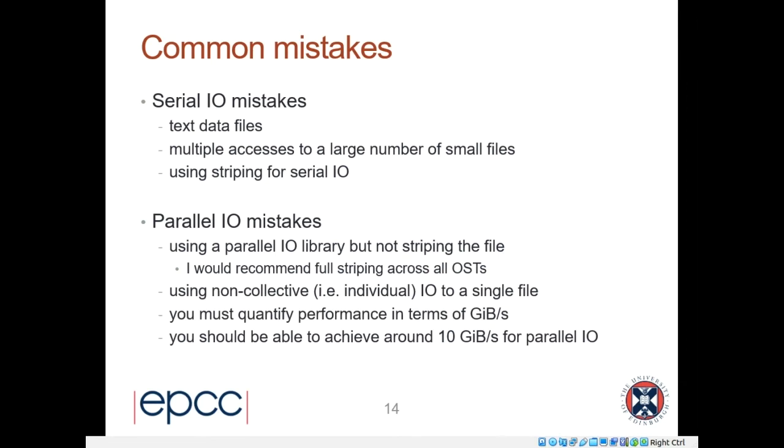The other parallel mistake is using non-collective, i.e. individual I/O to a single file. At least on ARCHER, that made your I/O 10, 100, 1,000 times slower. You're getting megabytes per second. It was atrocious.